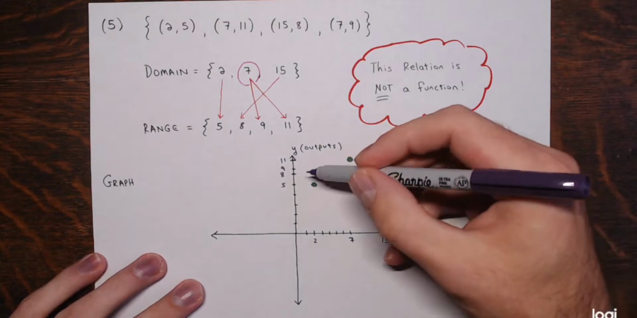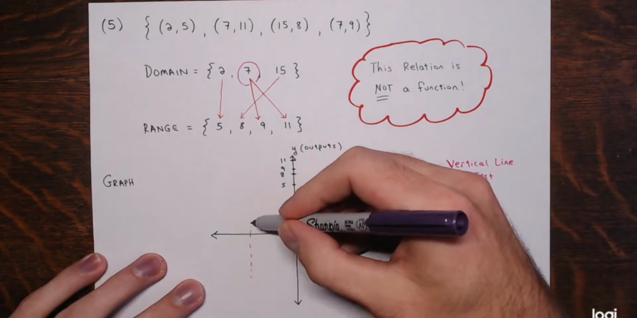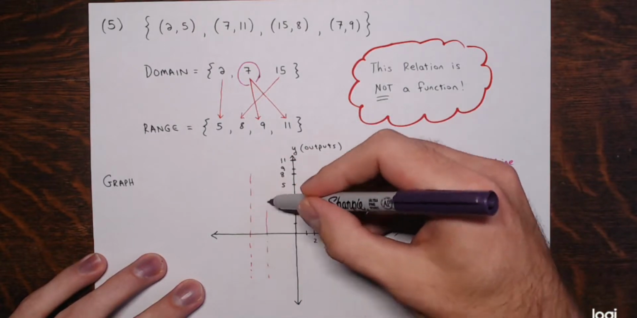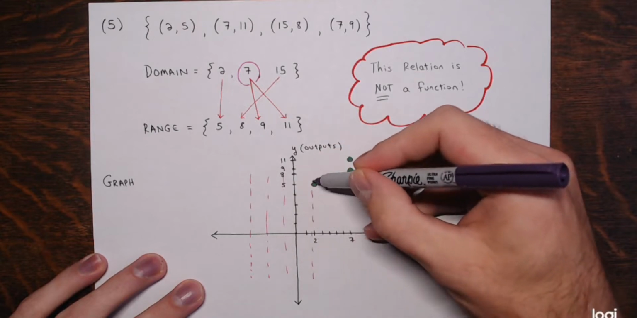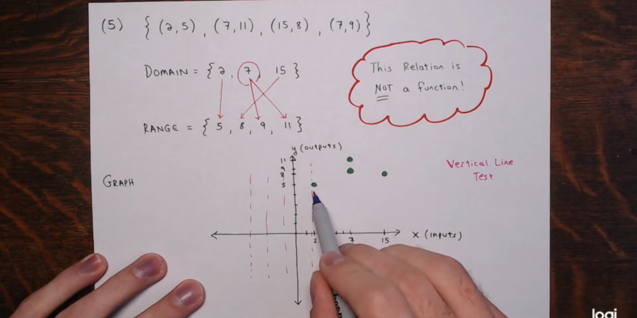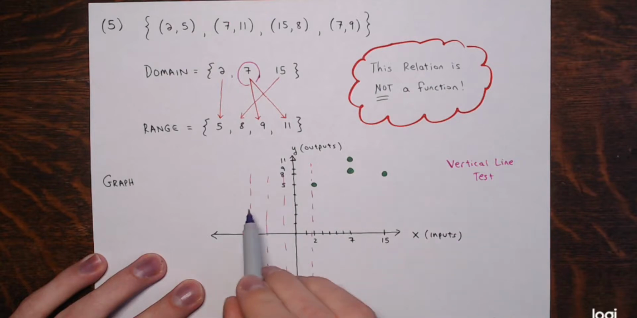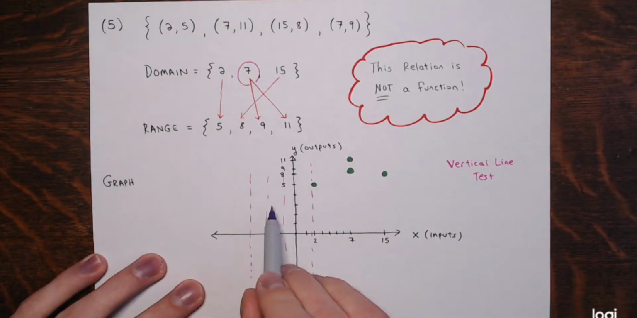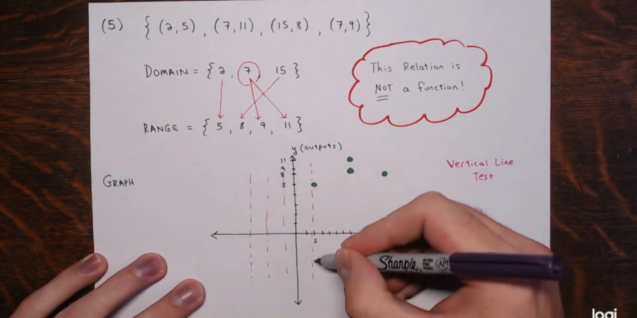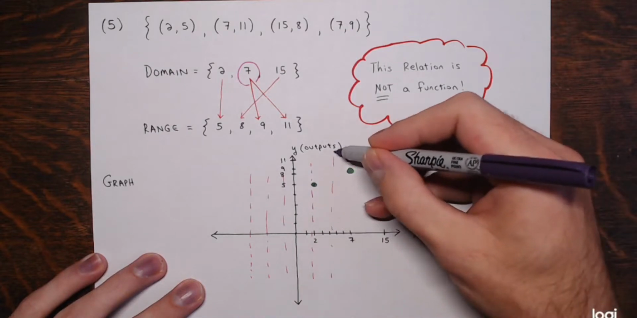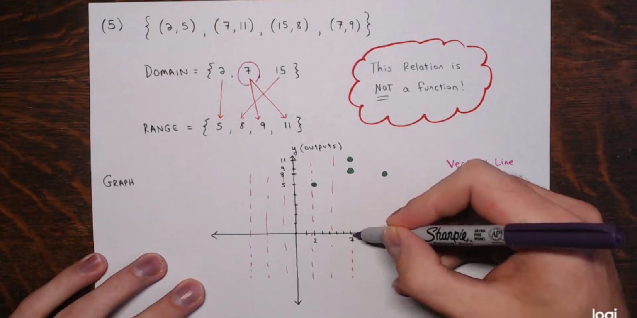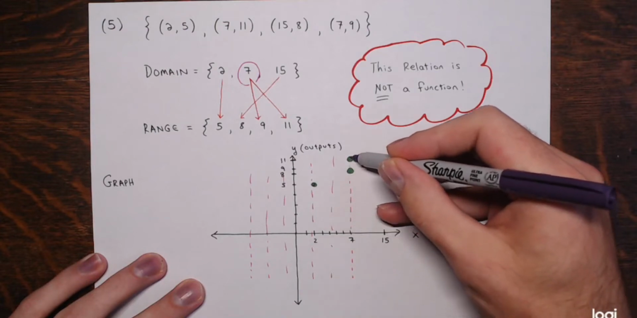Now, if you draw any vertical line, this vertical line, this vertical line, this vertical line, it's going to hit the graph at most one time if it's a function. Here it doesn't hit the graph at all. This vertical line here hits the graph once. This vertical line doesn't hit the graph. This vertical line, however, at 7, hits the graph twice.